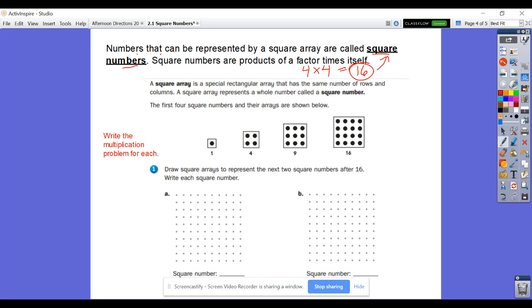Here's another visual for you. This is repeating what we just said. It's just the way it's phrased in your math journal. A square array is a special type of rectangular array that has the same number of rows and columns.